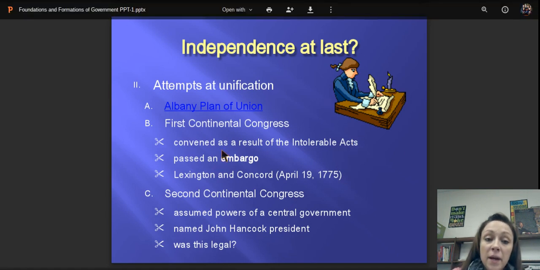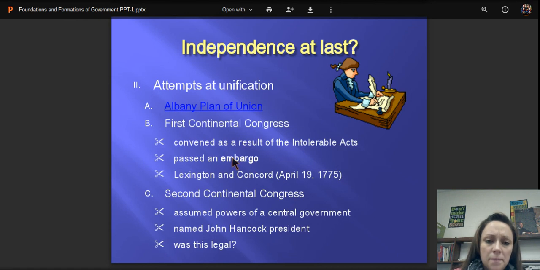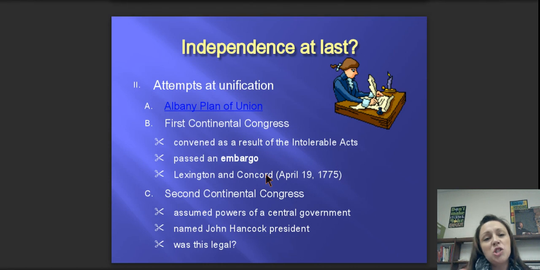The big thing that came out of the First Continental Congress was that they passed an embargo. Embargo is a bold word, so I would definitely write this down. An embargo is a prohibition of trade. That basically means that we decided that we were not going to trade with Great Britain anymore. That was our way to try to get them to see that we were really serious, that we weren't going to pay these taxes, that we wanted to be treated like either an independent nation or British citizens, depending on who you talk to.